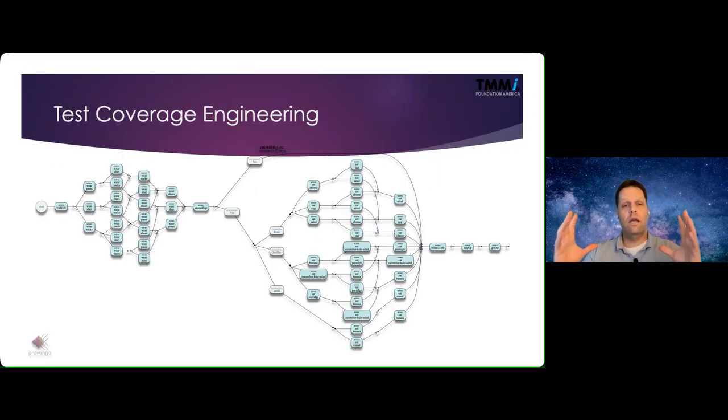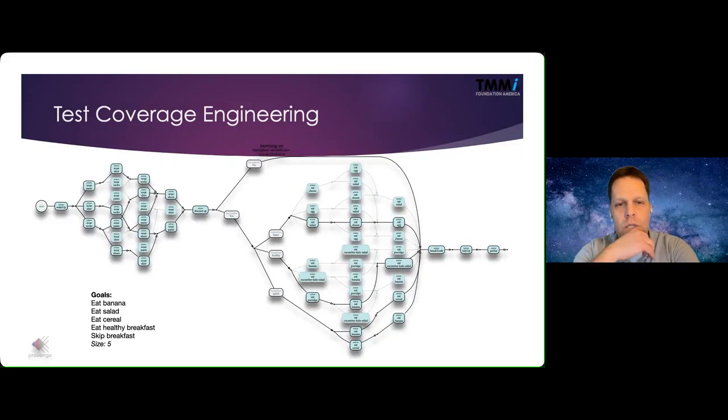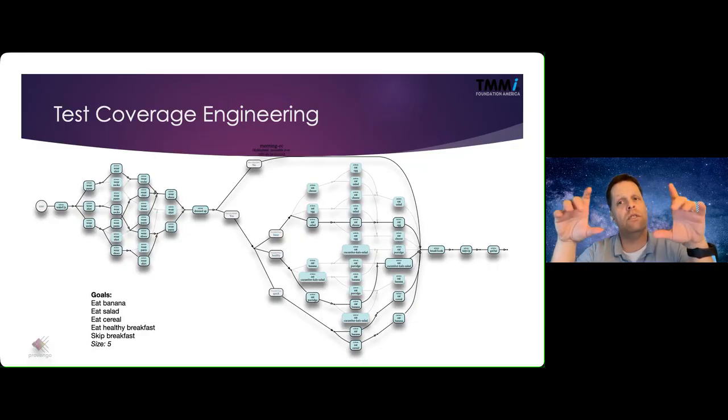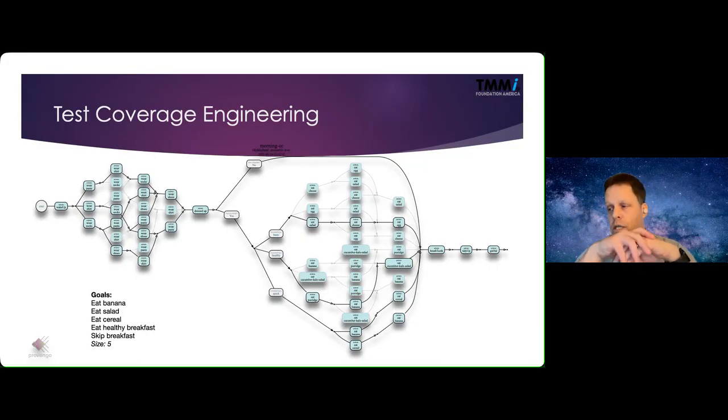And once we have all this, we can ask the computer to create an optimized test suite. Here, for example, we told the system we want to cover different types of breakfast, maybe a healthy breakfast and sometimes skipping breakfast, and we want a test suite of size 5. Can you create a minimal test suite of size 5 that covers all these issues? And it turns out you can.